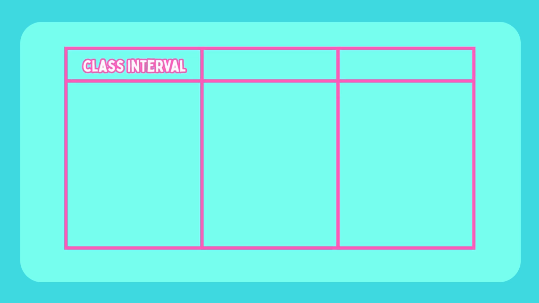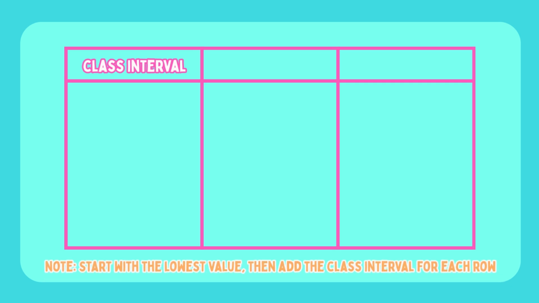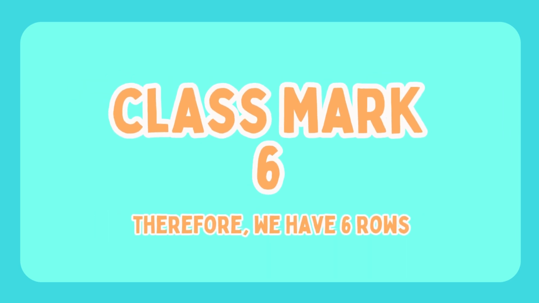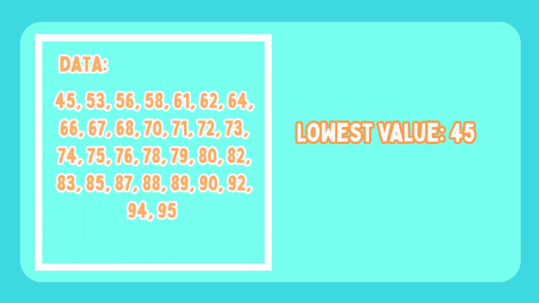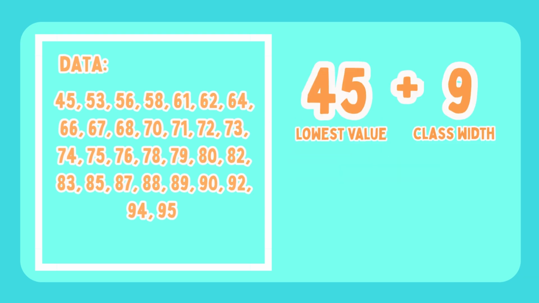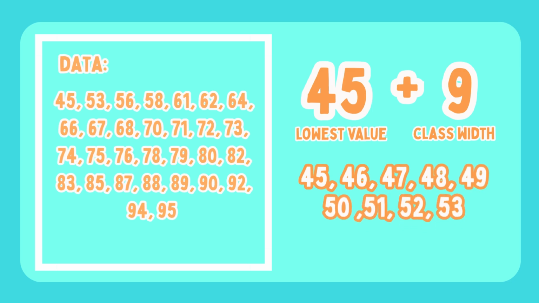We are going to construct our table. Start with the lowest value, then add the class interval for each row. Our class mark is 6, so we have 6 rows. First, we need to identify our lowest value. Our lowest value is 45 and our interval is 9. So we're going to add 45 plus 9, including the 45. So we have 45, 46, 47, 48, 49, 50, 51, 52, 53. So our first row is 45 to 53.